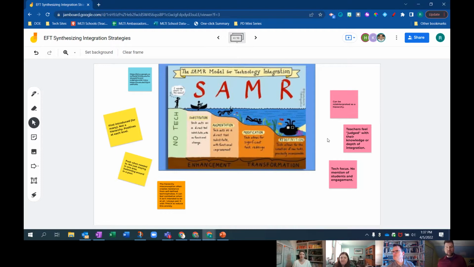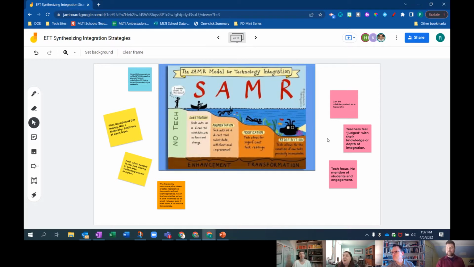You're right, with this model, it's still tech-based or teacher-based. And even at the redefinition level, you're not always getting complete engagement for the students. There are things you can do in the classroom as a teacher that you couldn't without the technology, but it still doesn't mean the students are actively engaged in learning with it.